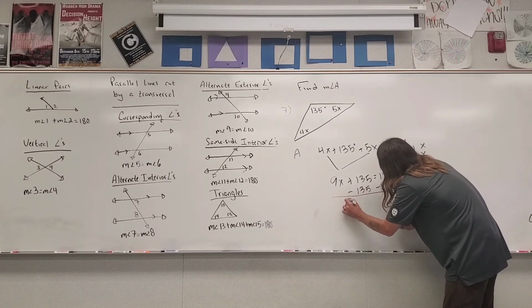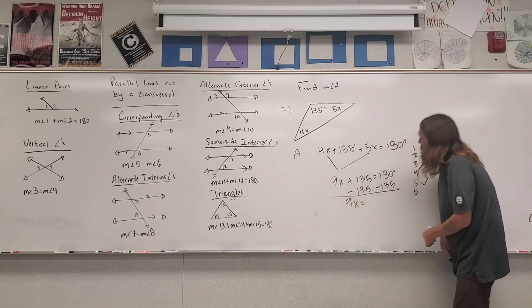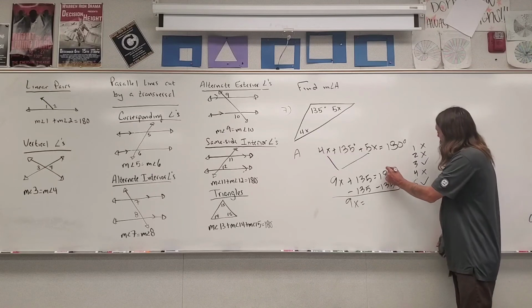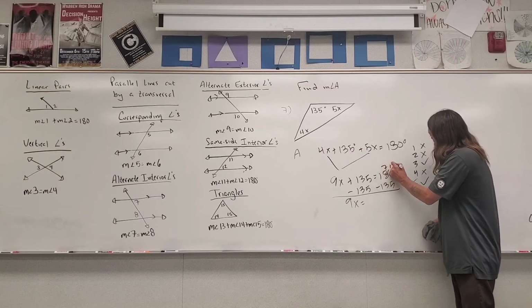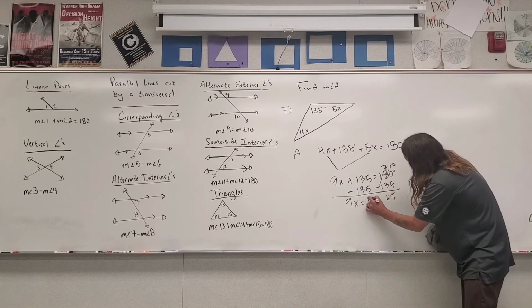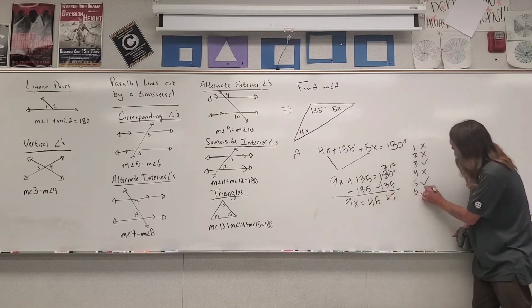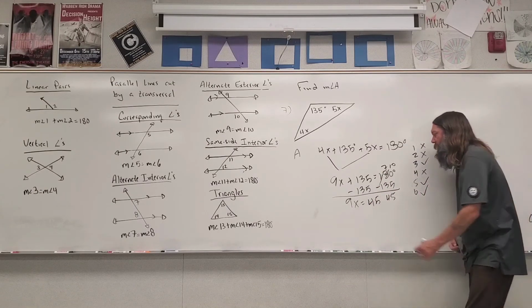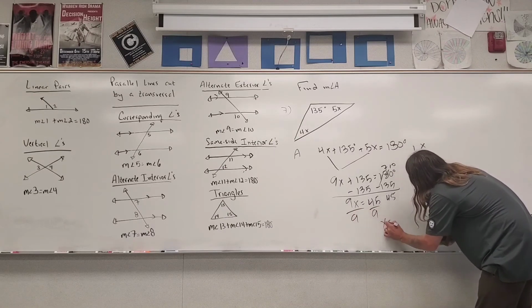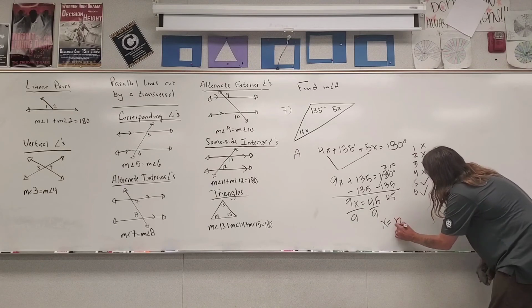Let's see here. So I get 9x equals 180 take away 135. I gotta borrow, carry. That becomes a 5. That becomes a 4. That cancels out. So 9x equals 45. Can I divide away a number with a variable? And I can. I can divide away a 9. That means that x is going to be equal to 5.